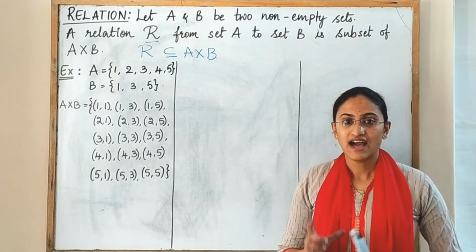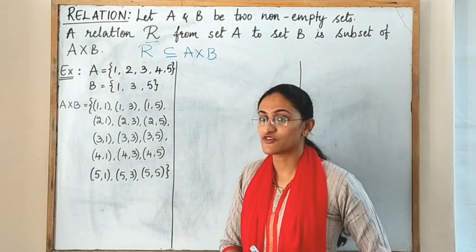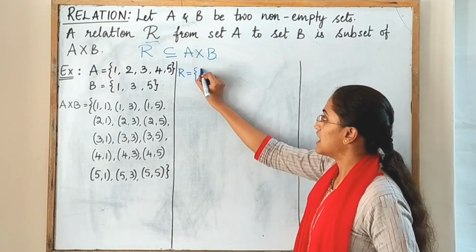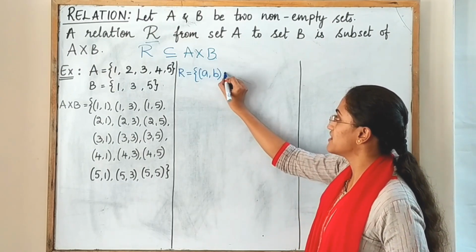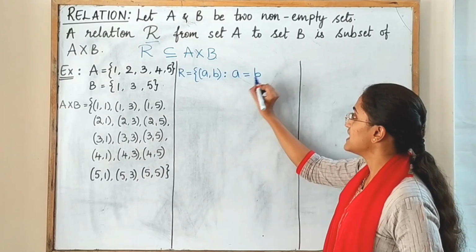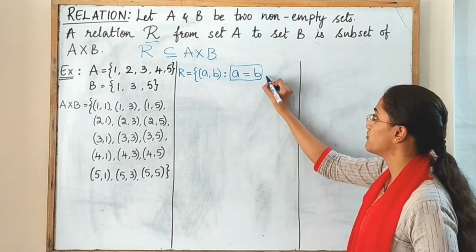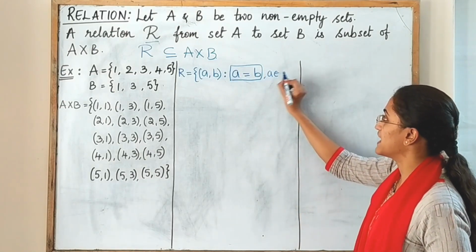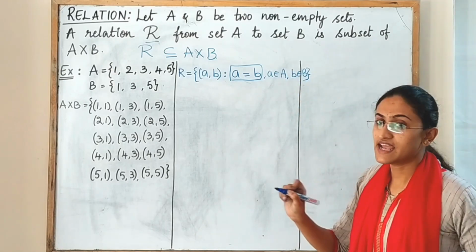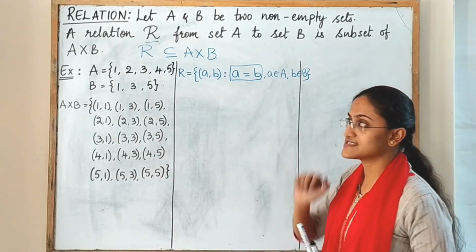Consider an example. I have taken two sets A and B and also found the Cartesian product of those two sets. Now, if I am writing a relation, the relation is nothing but I am giving a condition for the ordered pairs. I am telling that each element of the ordered pairs should satisfy this equation a is equal to b, where always the first element a belongs to the set A and the second element b should belong to the set B. Now go on checking in the set of the Cartesian product which satisfies this equation.